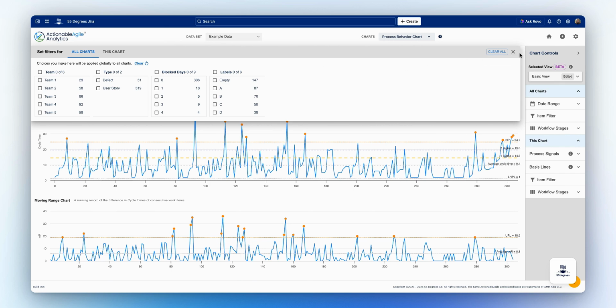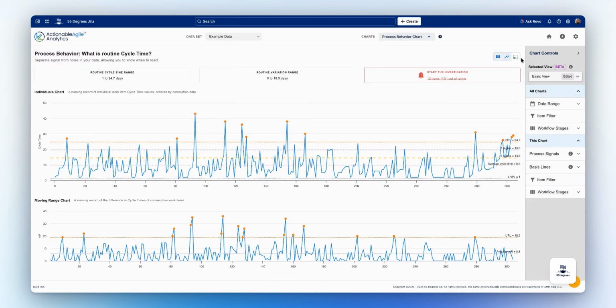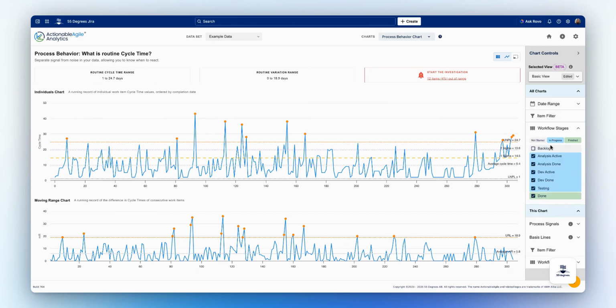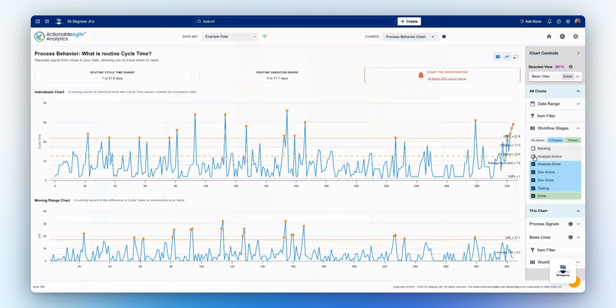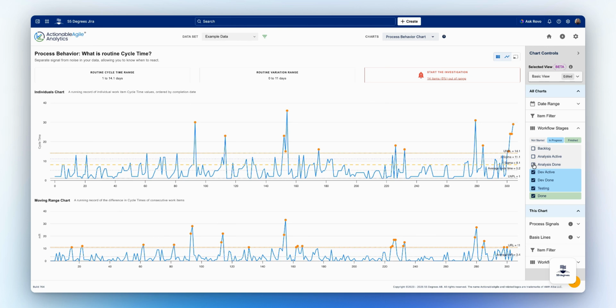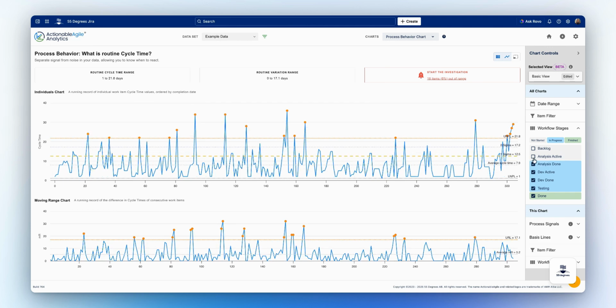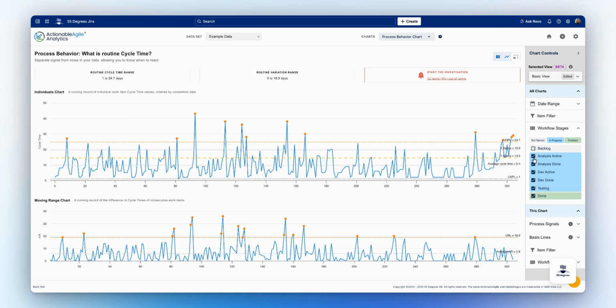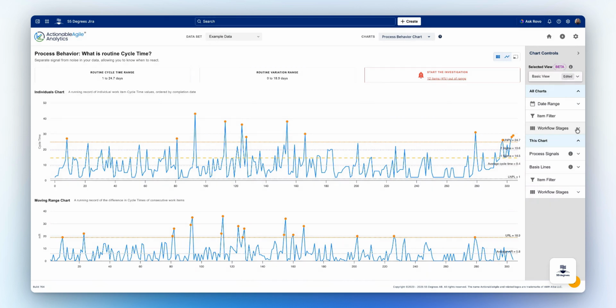Another control you may wish to utilize are the workflow stages. As this chart deals with cycle time, you need at least 2 workflow stages selected. The top checked stage will signal to start the cycle time clock for a work item when it enters that stage, and the last checked stage will signal to stop the cycle time clock when the item enters. This lets you look at the behavior of your entire process, or just a specific portion of it, and allows you to pinpoint if one portion of your process is less stable than another.